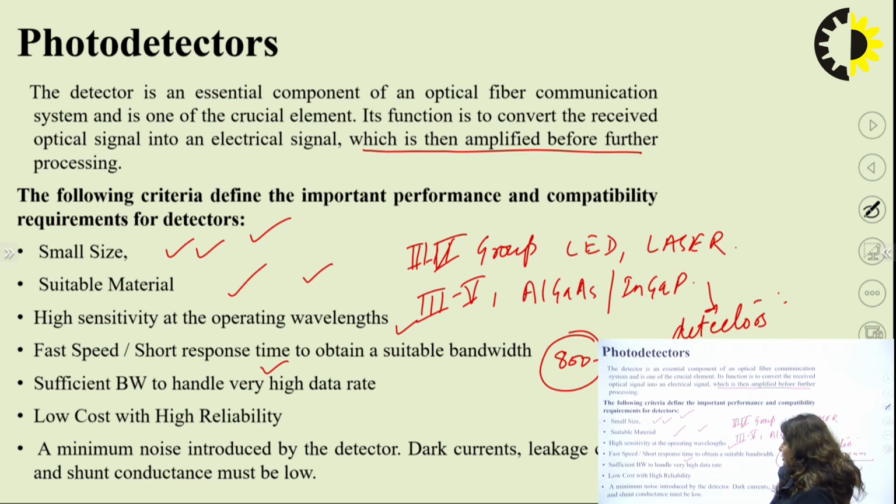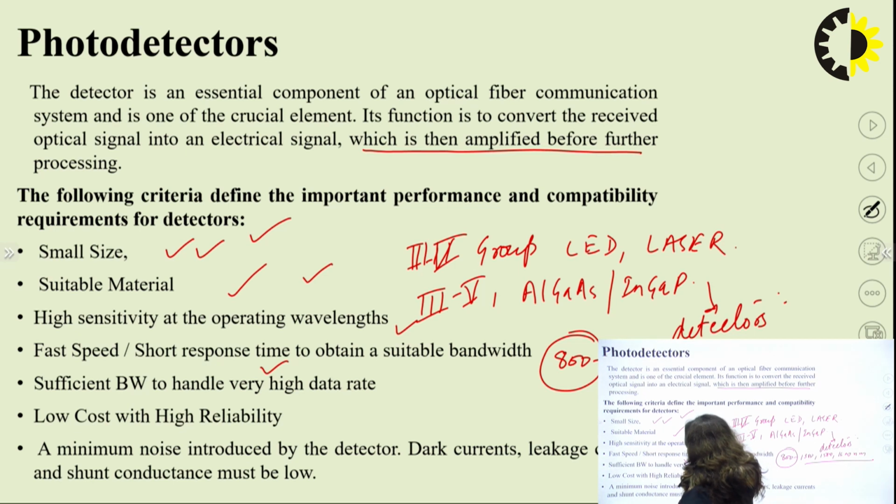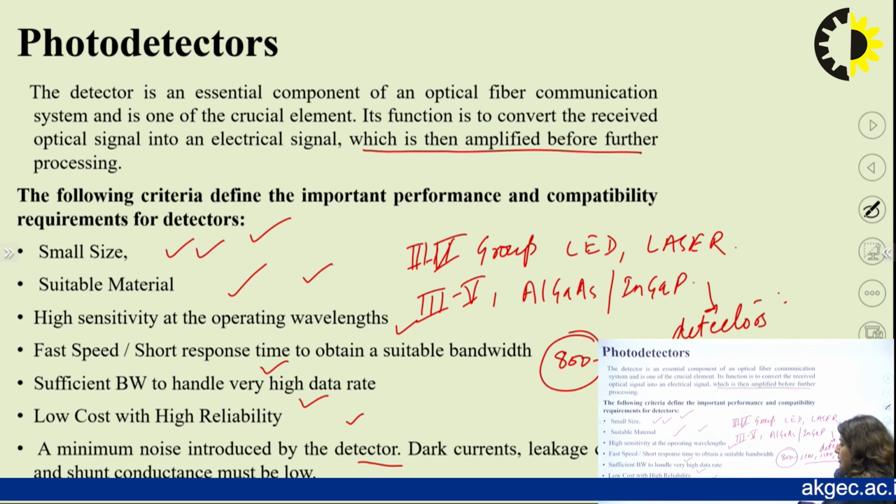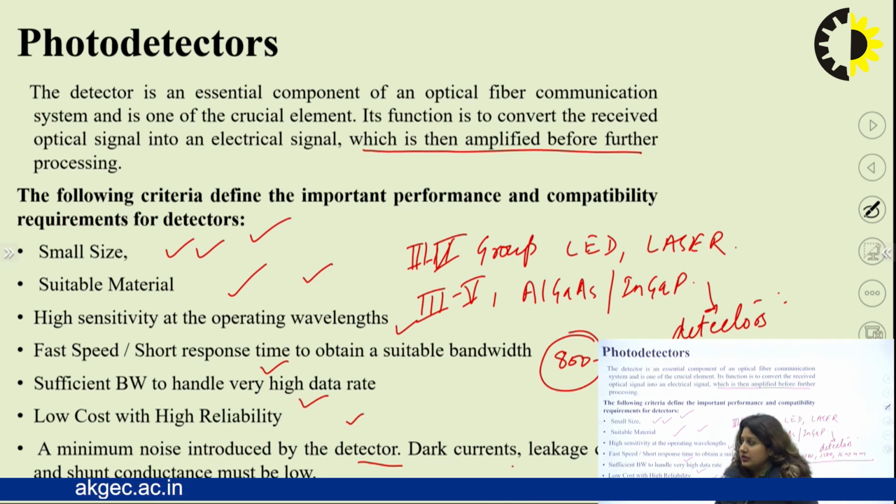Nowadays in optical fiber we are using the gigahertz range, sending data in gigabits with the fiber, so sufficient bandwidth to handle very high data rates is needed. It must have low cost with high reliability, and minimum noise introduced by the detector. Normally in lasers and LEDs we have different types of noises like shot noise, quantum noise, thermal noise and other noises like dark noise. In the same way, the detector also has different types of noises like dark currents, leakage currents and shunt conductance, and these noises must be low in order to receive a proper signal at the receiver or detector.